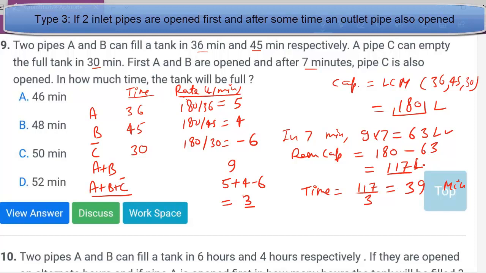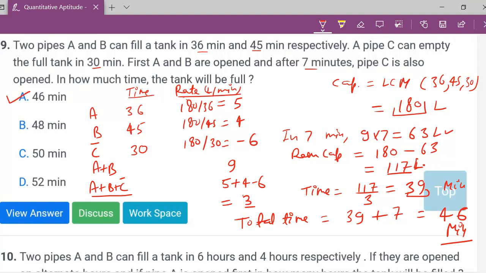Okay, so 39 minutes. So total time you can write, total time it is taking is 39 minutes plus 7 minutes it has already taken, so that will be 46 minutes. So 46 minutes is the total time. Option A is correct. Let's take the next question.